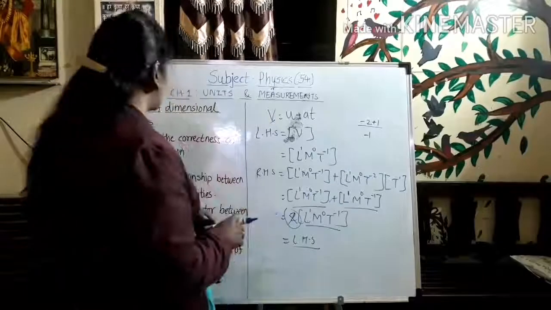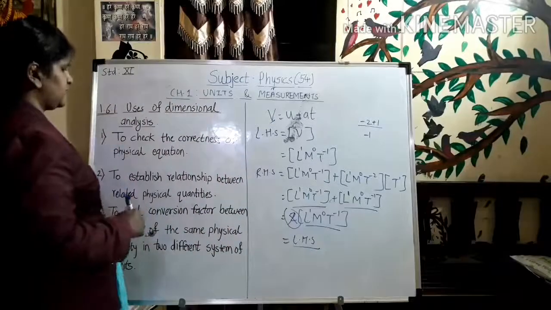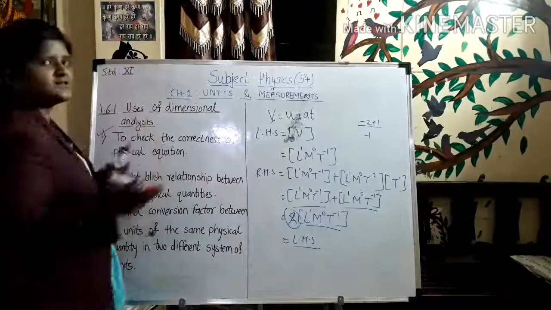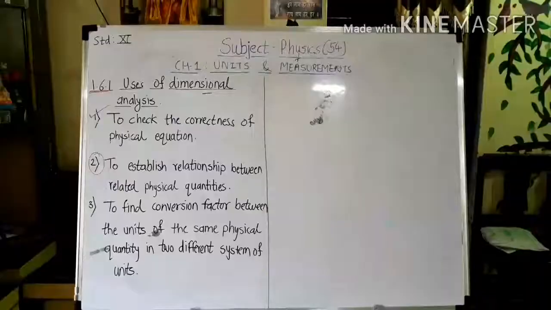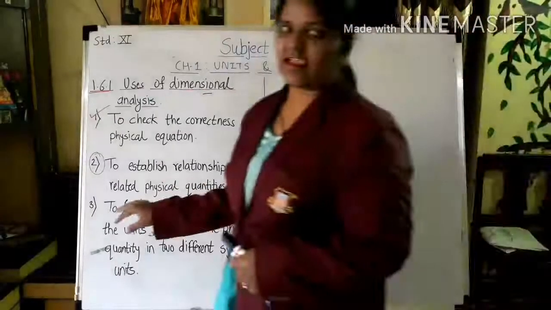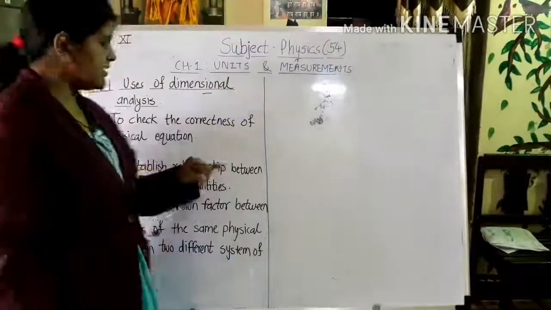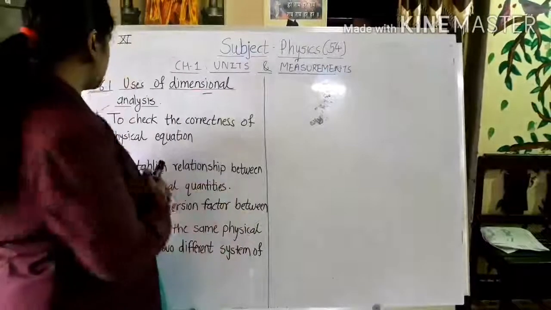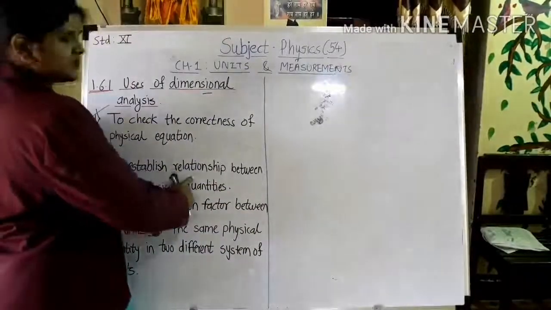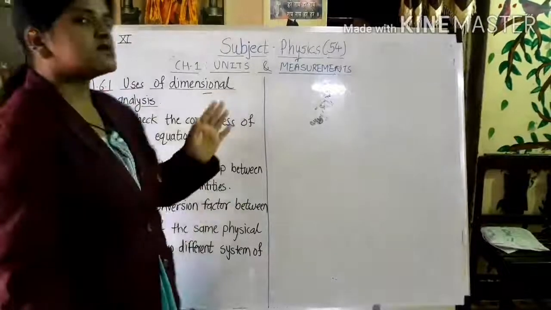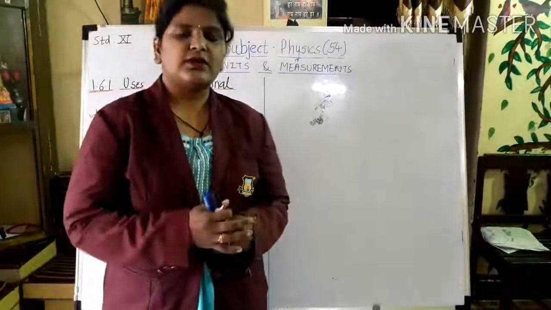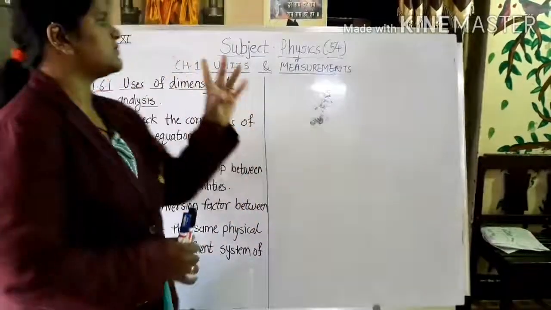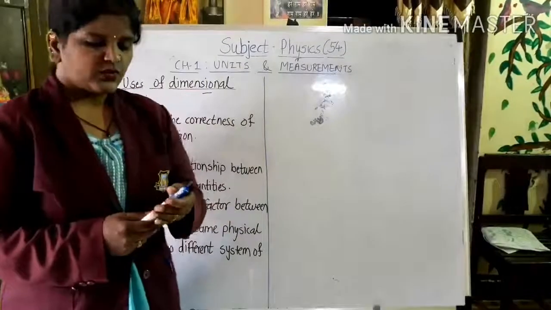So we'll move towards the second. The second point is, I just tick over here as we have seen the first use. Now moving towards the second use, which is to establish relationship between the related physical quantities. What is the meaning of this use? We are going to establish relationship between related physical quantities. Suppose you have been given some physical quantities which are depending on each other, so you can establish relation between them by using dimensional analysis. So how to do that?